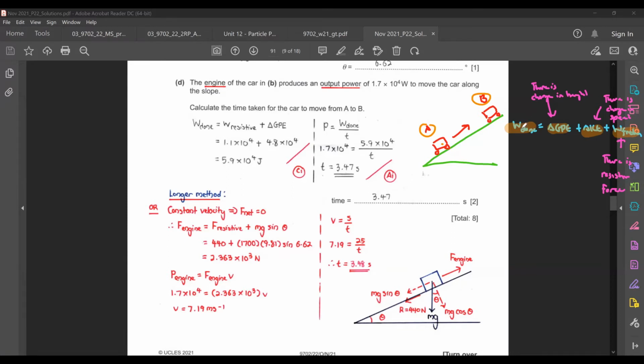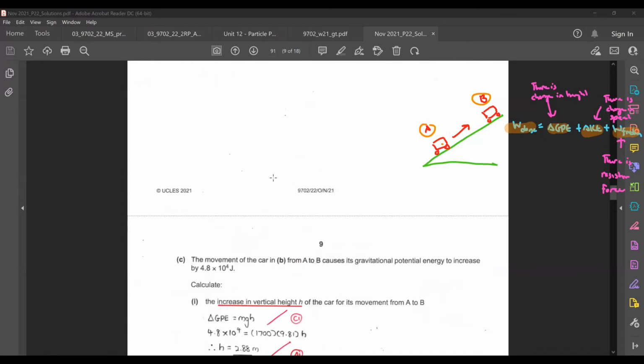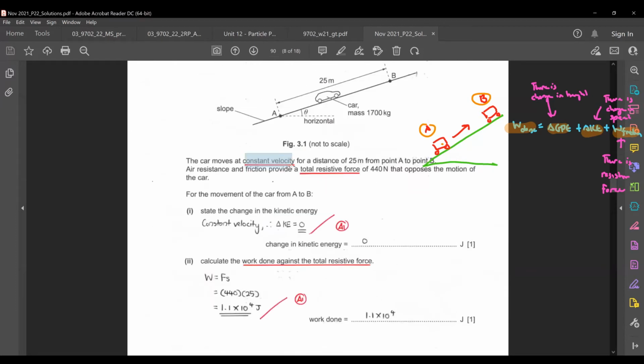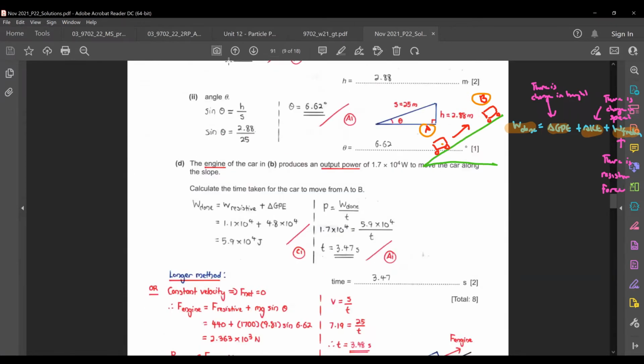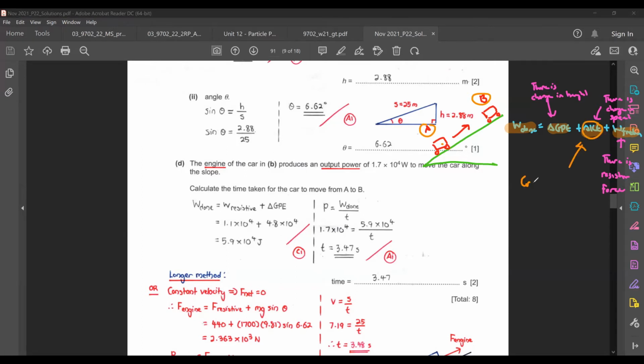Right now you can think of this as work done by the engine is used to increase your GPE, used to increase your KE, as well as to do work against friction. But we also know one thing from the earlier part of the question, your car is at constant velocity. So since it was constant velocity, therefore change in KE is 0. So our resulting expression will just be this only, no?